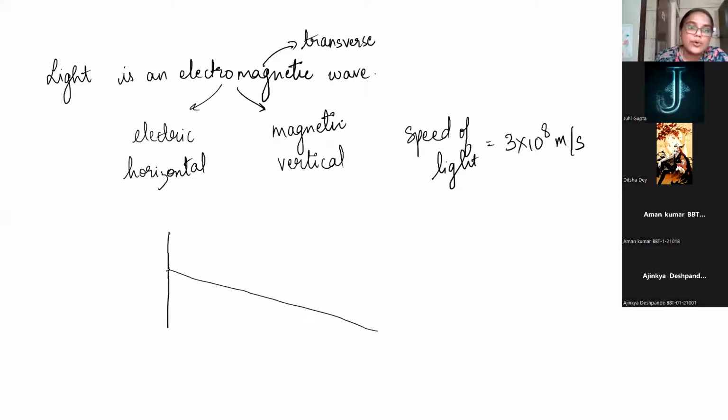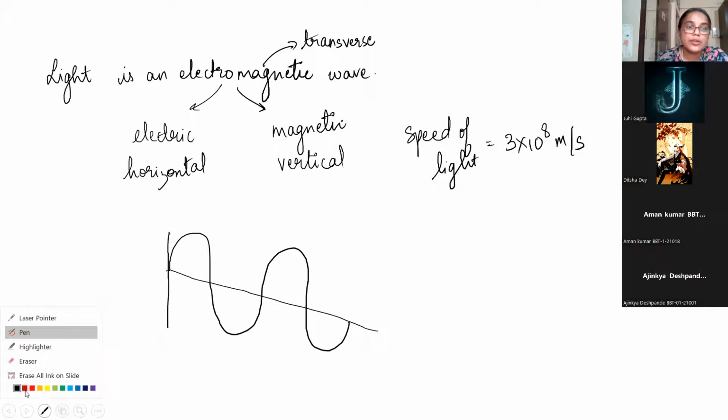Ma'am, polarization can be explained as cancelling out vibrations in either plane or axis. Correct. So we are coming to that. Exactly.